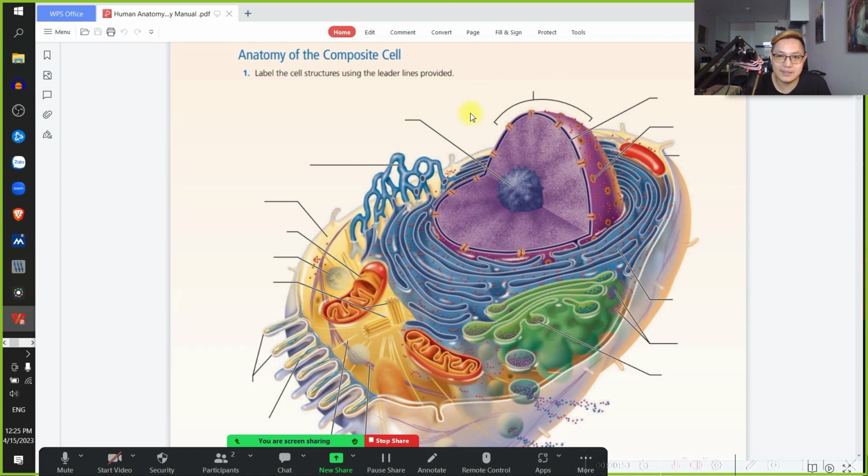The whole thing here is called what? Nucleus. The whole thing here is called a nucleus, okay? Nguyên cái đống này gọi là nucleus.